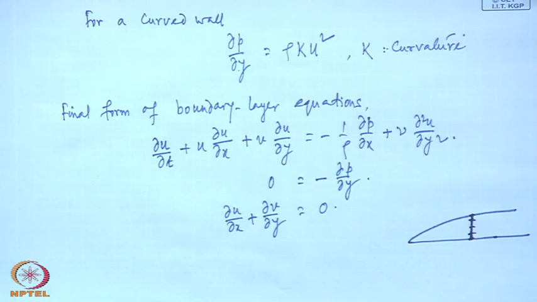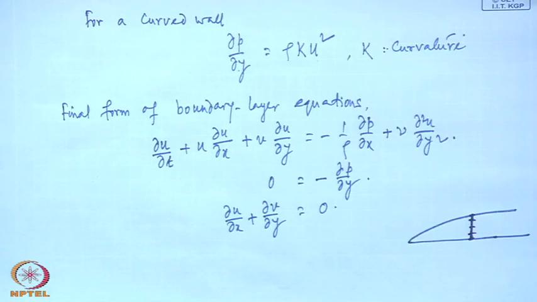As you move to the wall from the edge of the boundary layer, what happens to the total pressure? This is a very simple question. It decreases. In an inviscid flow, the total pressure is P plus half rho u square. P is constant and u we know is decreasing as you move to the wall. So, half rho u square is decreasing. So, the total pressure or stagnation pressure is decreasing as you move to the wall.